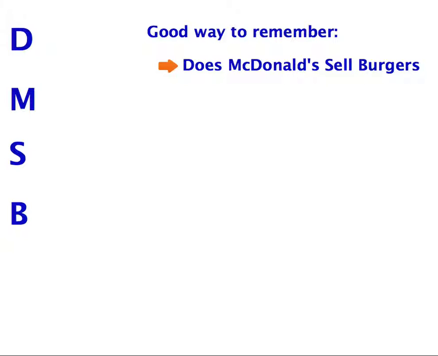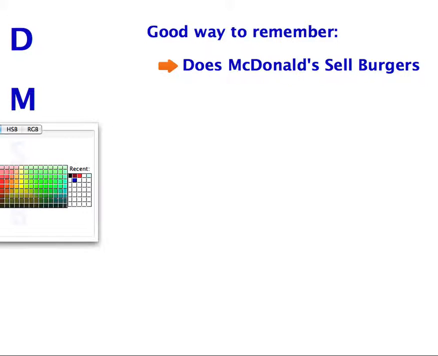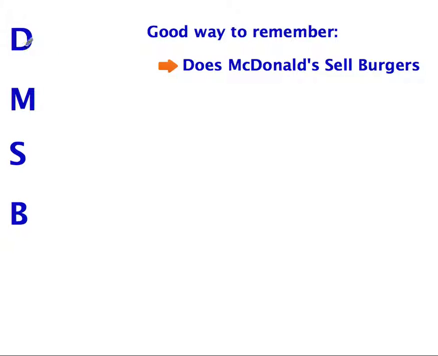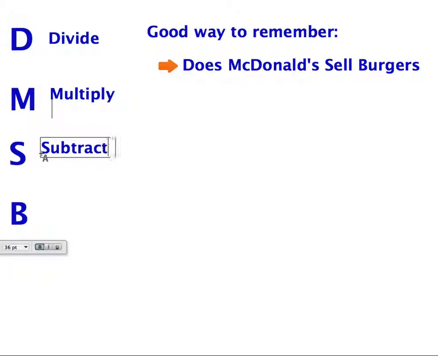So let's write these steps in. The first step is D, or dad. So we're going to write divide. The second step is M for mom, or McDonald's, which is multiply. The third step is S for sister, or sell, for subtract. So there's subtract. And the last step is B for brother, or burgers, and it also stands for bring down.